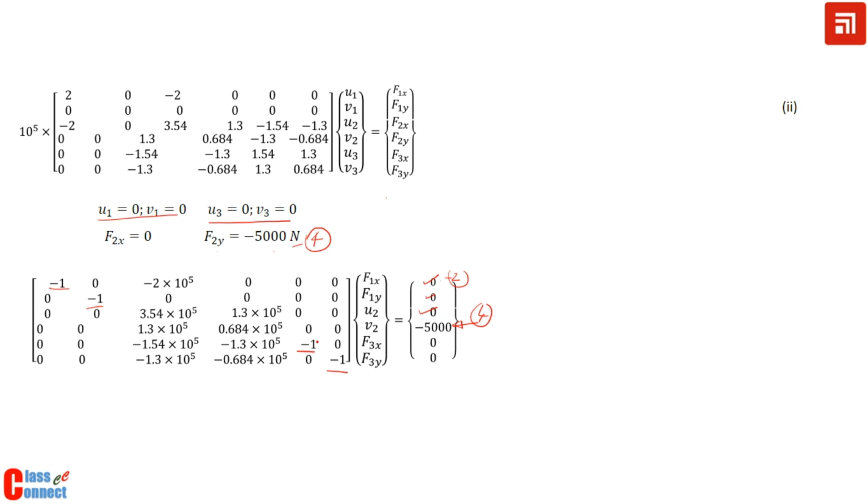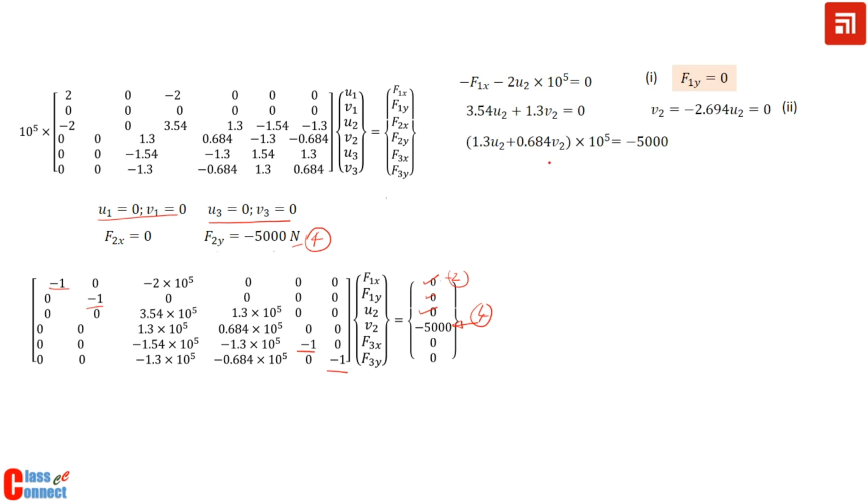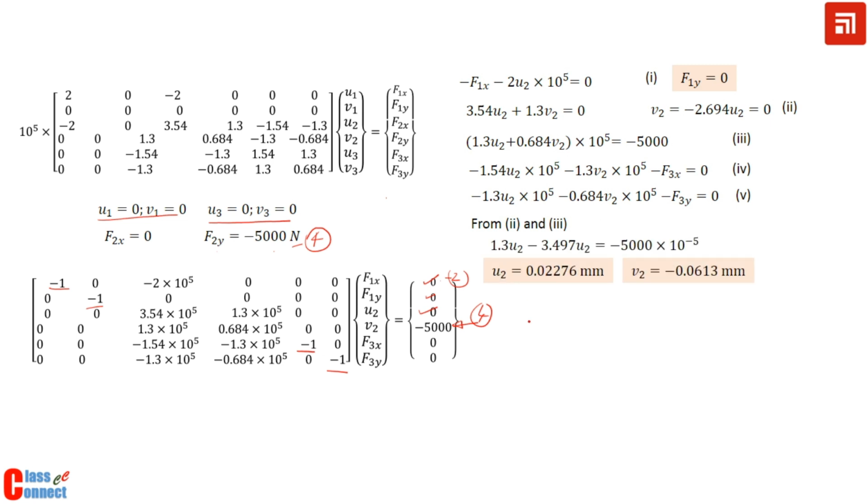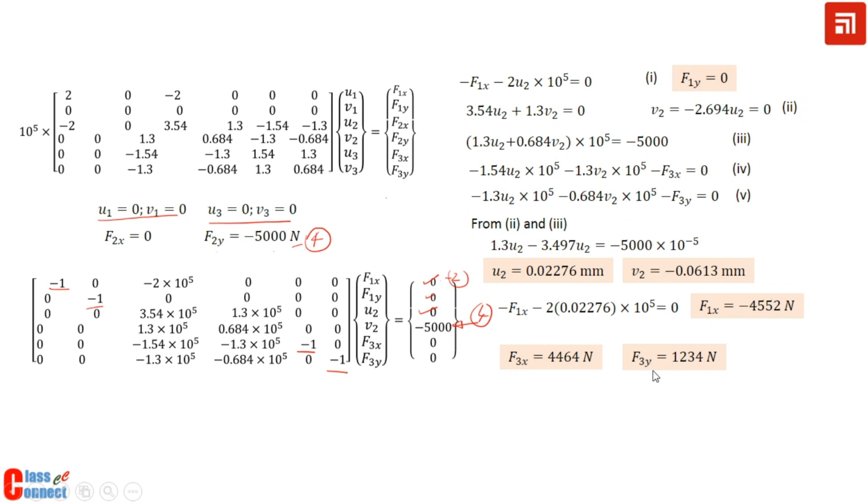And now we can solve this. We get these simultaneous equations, and by solving them we can get reactions and displacements at each node. Where the displacement is prescribed, we get reactions. So we are getting 1, 2, 3 and 4 reactions, and 1 and 2 displacements. Displacements we get only at node number 2, and at node number 3 and node number 1 we get the reactions.